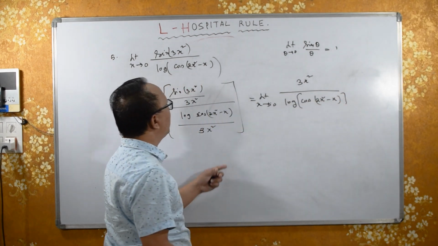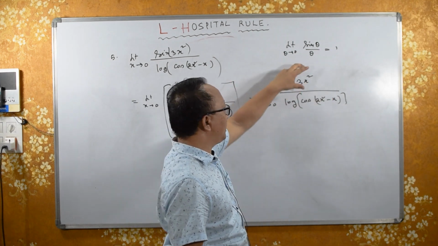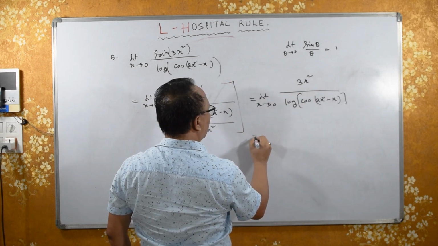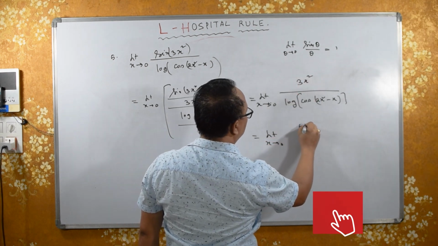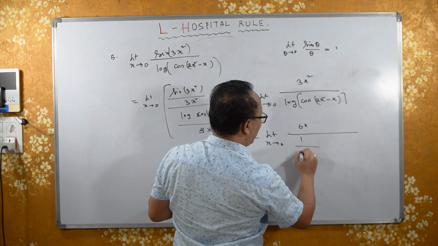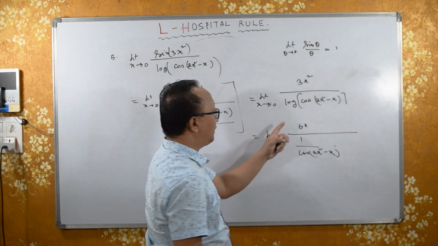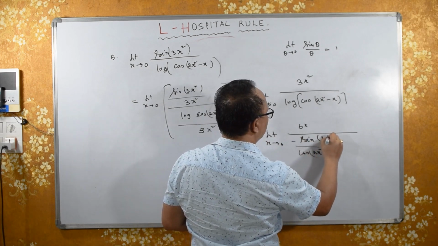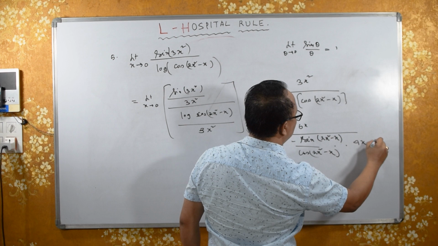Now let's apply L'Hospital's rule. Let's differentiate separately. Let's consider this f(x) and g(x). Limit where x tends to 0, 3x square differentiation is 6x, upon differentiation of log of this, which is 1 upon cos of 2x square minus x. Differentiation of cos is minus sine of 2x square minus x, into d/dx of this, which is 4x minus 1.